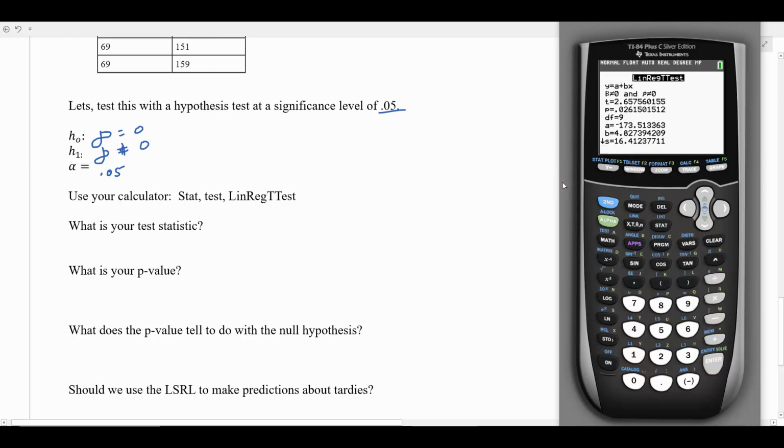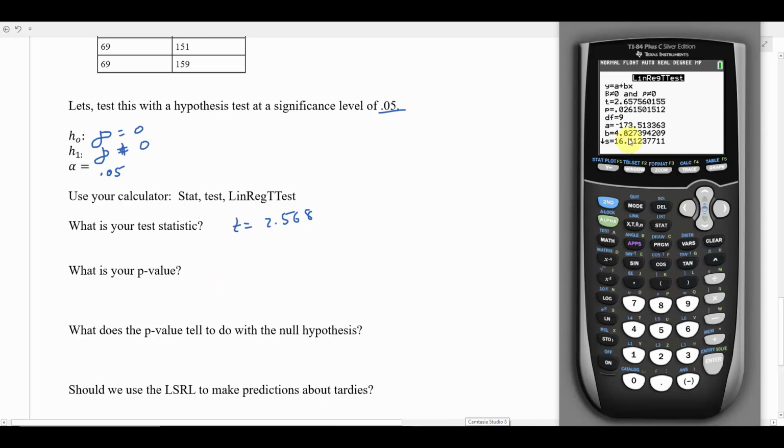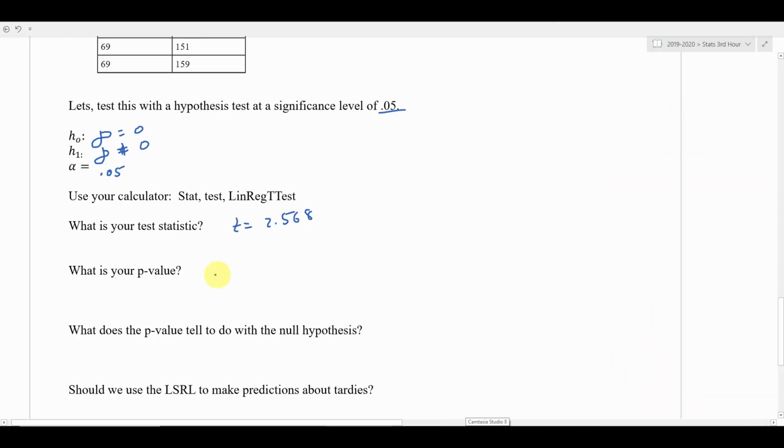So our test statistic was 2.658. Right? So we'll say T is 2.568. So we're about 2.568 standard deviations away from our expected correlation coefficient, which was 0. So that's pretty far away, and the probability of that happening by random chance is 0.026. Right, so we got 0.026 for our p-value. So I'm going to compare that 0.026 to my significance level 0.05, and we are less than 0.05.